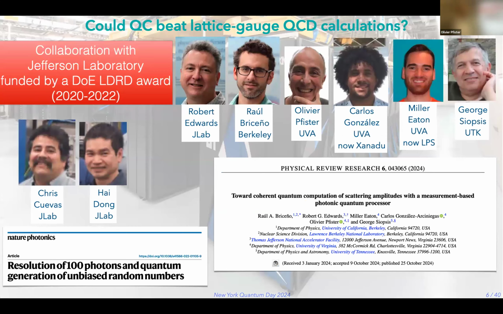This is the nuclear physics thing, because there was a really nice LDRD grant from Jefferson Lab with Robert Edwards, Raúl Briceño, who was at Old Dominion University and moved to Berkeley. My postdoc, Carlos González, who's now at Xanadu. Miller Eaton, who is one of my two best grad students. I can't tell the difference between the two top grad students. And George Siopsis at University of Tennessee, Knoxville.